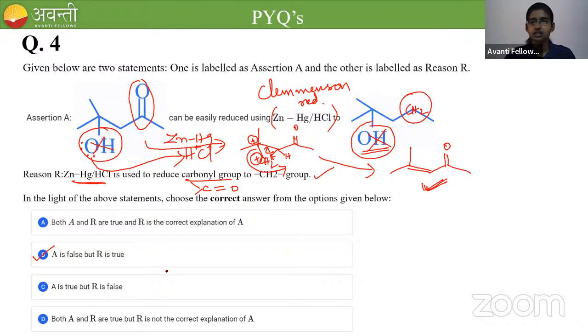Got it? Do you have any doubt here? Or you want me to repeat it again? If it is clear, just type yes so that I will move on to the next question. Otherwise, if you're having any doubt, just let me know. I'll repeat it again. Can I have the thumbs up or the response from your side? Students, are you there? Okay, I'll move on to the next question.